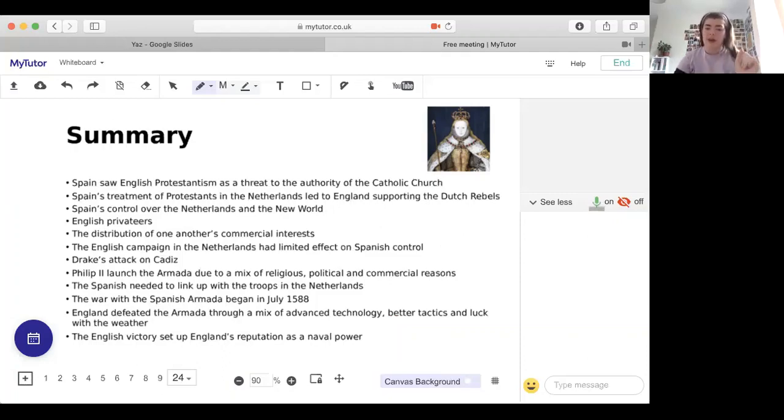The war with the Spanish began in July 1588. The English successfully prevented the Spanish forces from joining up with the Duke of Parma's army, and the English defeated the Armada through a mix of advanced technology, better tactics and luck with the weather, and so the English victory set up England's reputation as a naval power. That's just a quick summary.